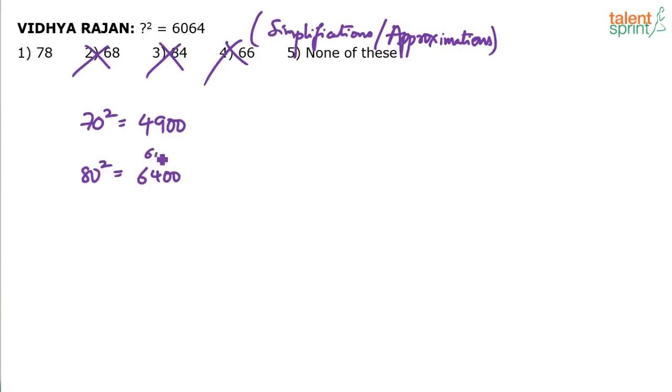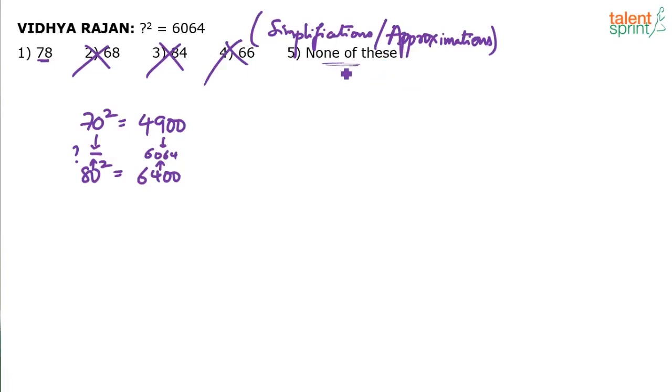This number 6064 is between 70 squared and 80 squared. It's more than 4900, less than 6400. So obviously the answer should be between 70 and 80. 68 is less than 70, 66 is less than 70, 84 is more than 80. So these three are eliminated. Answer should either be option 1 or the fifth option, none of this.